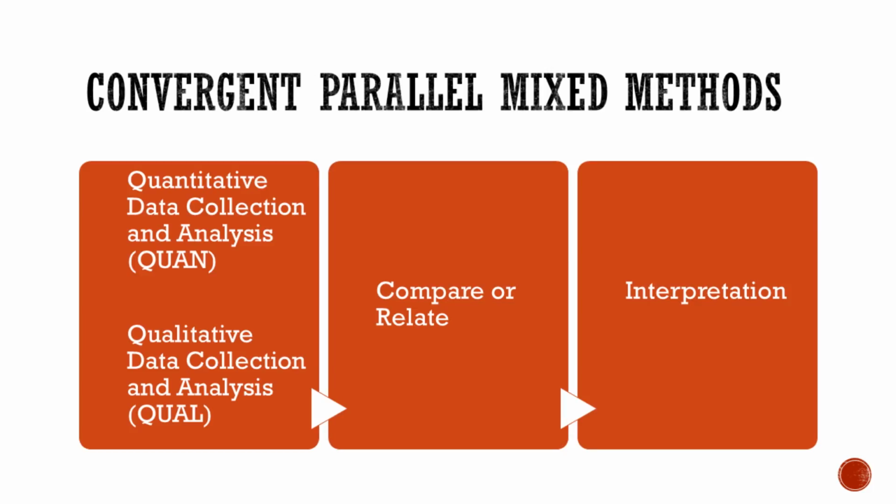So let's start with the convergent parallel mixed methods design. This is one of the most commonly used approaches for a mixed methods design. Convergent parallel designs look at the qualitative and the quantitative aspects of the research by analyzing the data separately and then comparing those results with one another. The key assumption here is that qualitative and quantitative data can provide different types of information, but they can also yield results that will be about the same.